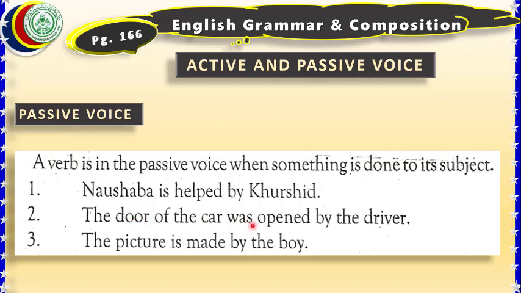The door of the car was opened by the driver. Here is driver, object. The driver is doing some work. Is the door here doing some work? No. The picture is made by the boy. The boy is object and boy is doing something. Is the subject doing here something? No. I shall repeat the idea behind it. When the subject is doing something, we shall call it active voice. If the subject is not doing anything, then we shall call it passive voice.